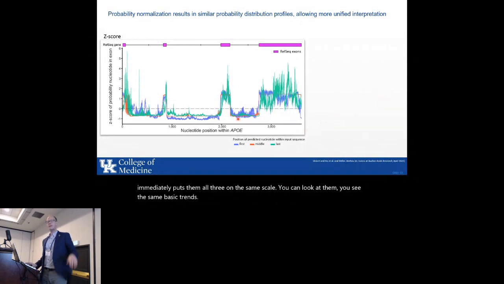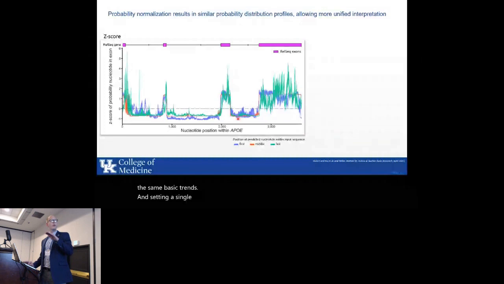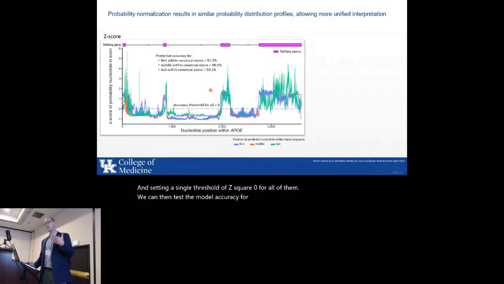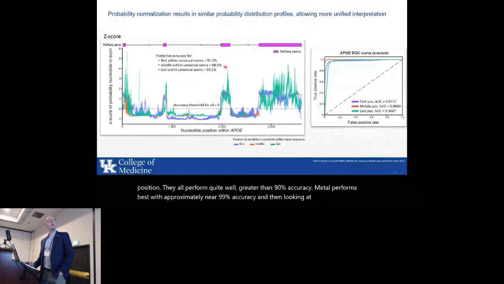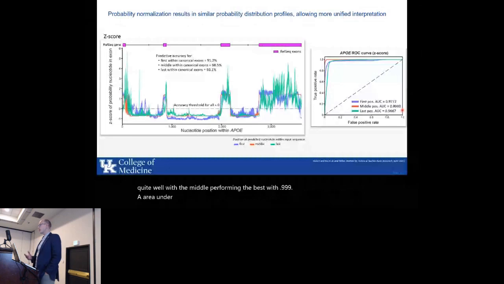And setting a single threshold of z-score of 0 for all of them, we can then test model accuracy for each, whether the nucleotide is in each position. They all perform quite well, greater than 90% accuracy. Middle performs best with near 99% accuracy. And then looking at the ROC curves and the AUCs associated with those, again, all three perform quite well, with the middle performing the best with 0.999 area under the curve.